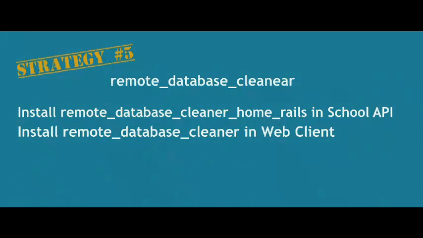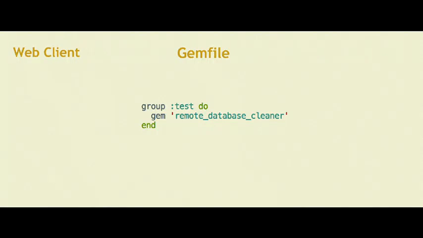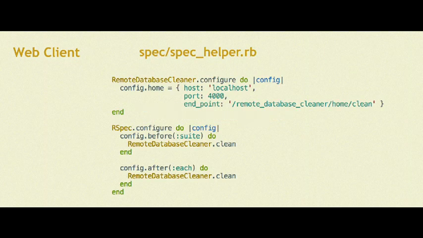We configure it in spec helper. So we say send HTTP request with localhost on port 4000 and send them to this endpoint, which is enabled in Remote Database Cleaner Home Rails in the school API application. And then we configure it with RSpec. We say clean the database before the test suite runs and after each test.